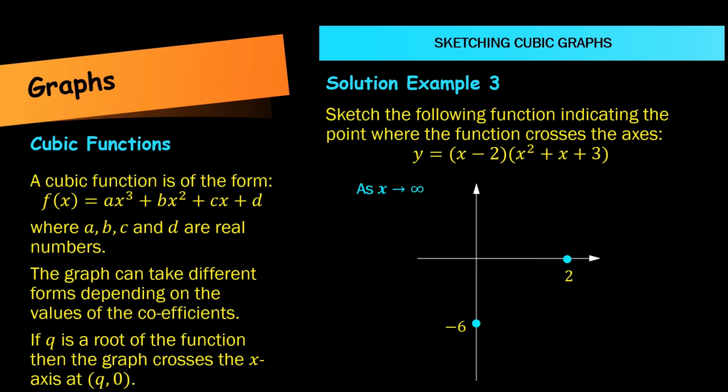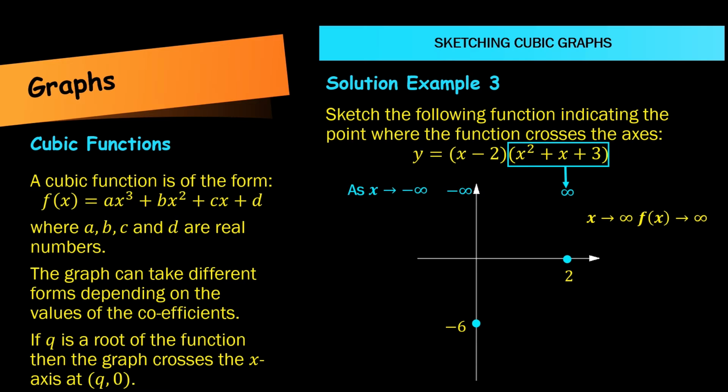Let's go through the process again. So let's explore what's happening as x tends to infinity. We have x minus 2 tends to infinity, and this quadratic also tends to infinity. So f of x, or y, tends to infinity too. Also, as x tends to minus infinity, x minus 2 tends to minus infinity, and x squared plus x plus 3 tends to infinity. Now you might be thinking, why is that?